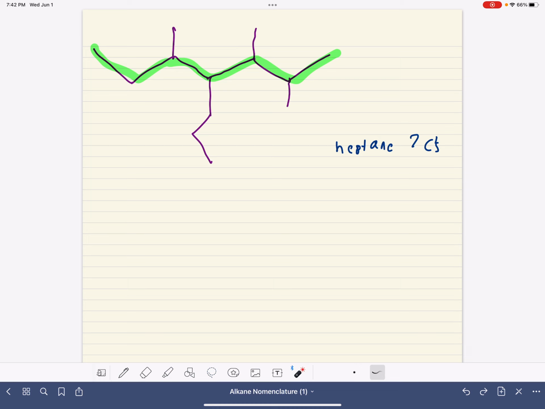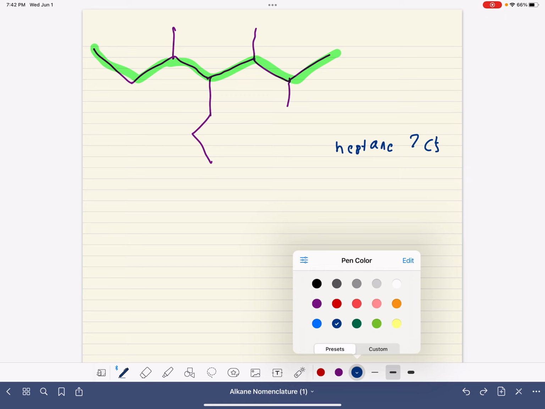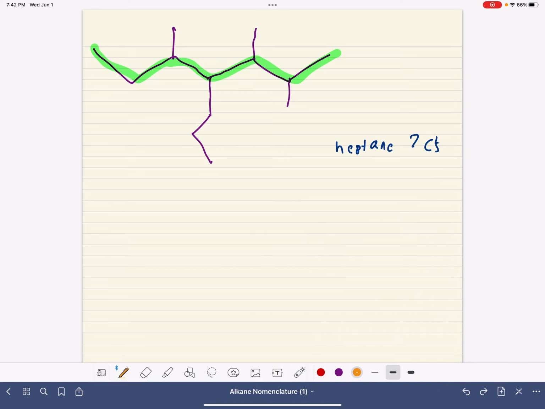We have 1 here, 1 here, 1 here, and 1 here. Do notice that this one and this one are the same, so those are 1-carbon substituents. And if you recall, we call a 1-carbon substituent a methyl group. So this is a methyl group here, this is a methyl group here, and this is a methyl group as well. They're 1-carbon substituents.